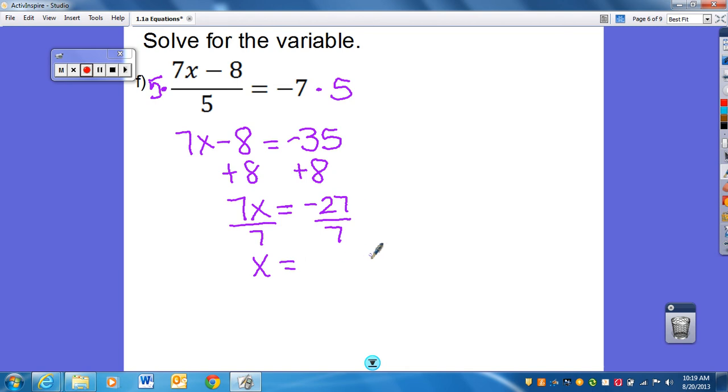We can leave it that way, or if we would rather have this as a mixed number, 7 goes into negative 27 negative 3 times with 6 left over to create our improper fraction. Or if you would prefer a decimal, that would be negative 3.86 if we round to the nearest hundredth.